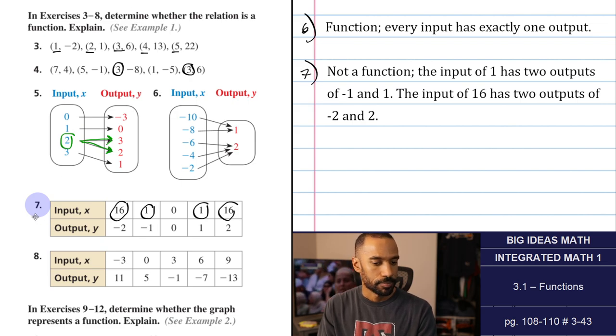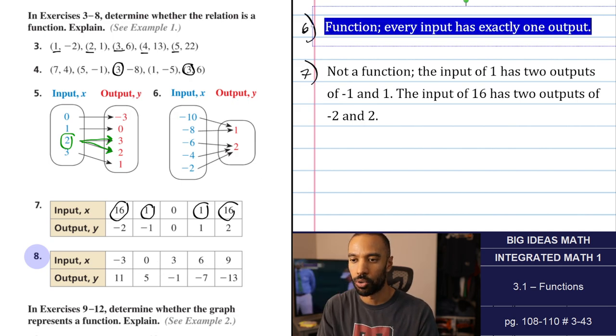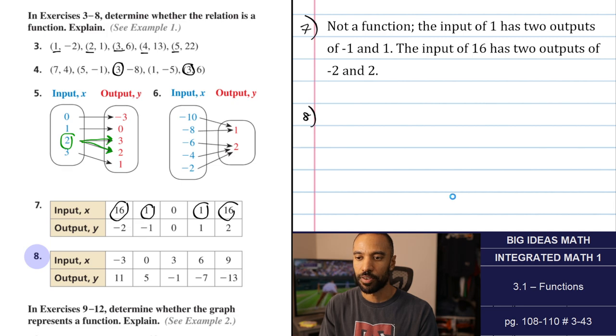Number 8, the X's never repeat themselves, which is a good way in a table of stating that you're not going to have different outputs for the same input. So this one, totally a function for number 8. Okay, so that's function versus not a function.